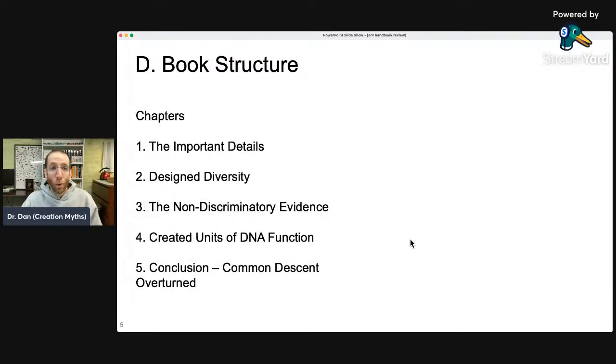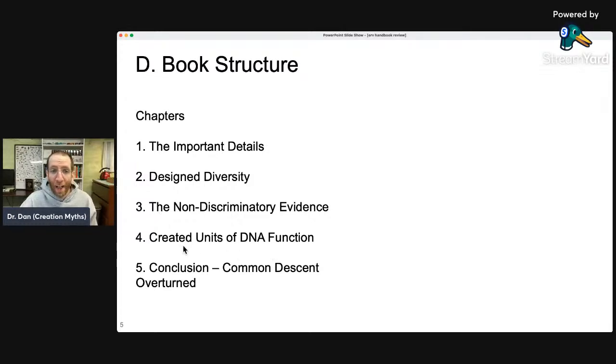Okay. So here's the structure of the book. We get 5 chapters. Chapter 1, the important details, just background on herbs. Chapter 2 is designed diversity. So this is about created heterozygosity and how stuff in the genome has functions. Chapter 3, the non-discriminatory evidence. So this is about stuff that could work for either model. It's going to be nested hierarchies, even though it doesn't really work, but that's what's in there.